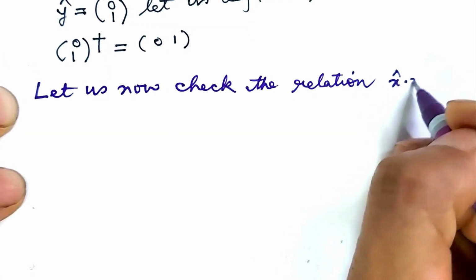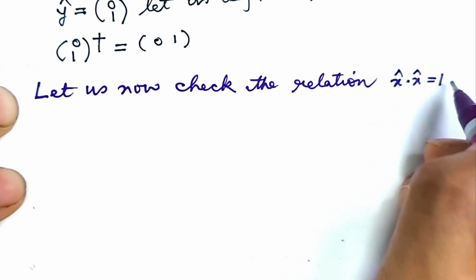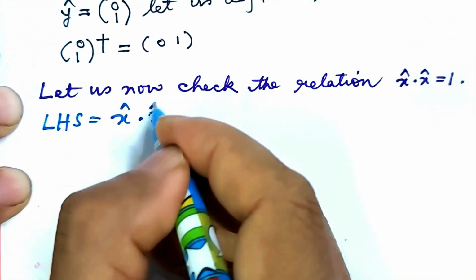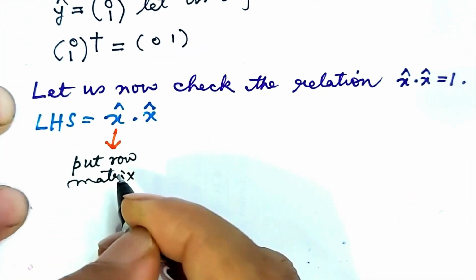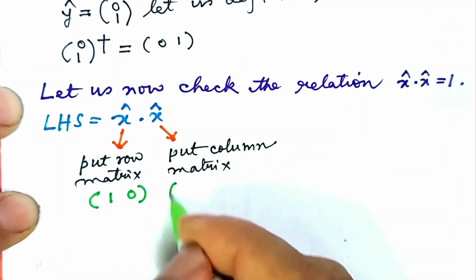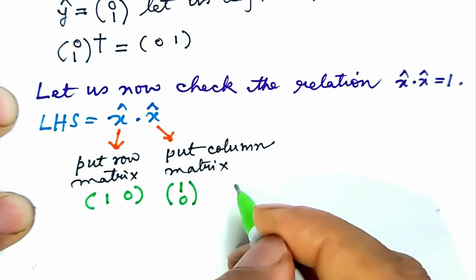Consider x hat dot x hat equal to 1. Consider the left hand side x hat dot x hat. Put row matrix 1, 0 for the first x hat and put column matrix 1, 0 for the second x hat.